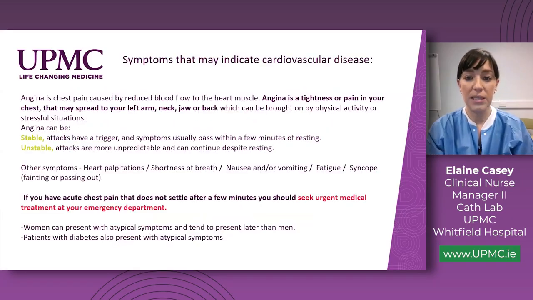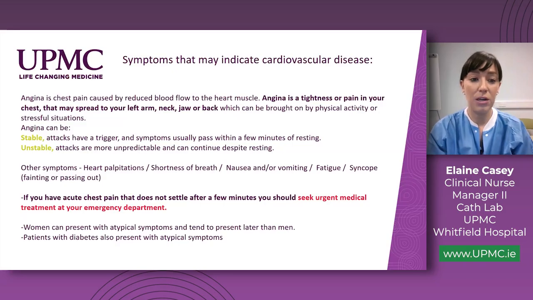So just some symptoms that may indicate cardiovascular disease. So angina is chest pain caused by the reduced blood flow to the heart muscle. Angina is a tightness or pain in your chest that may spread to your left arm, neck, jaw, or back, which can be brought about by physical activity or stressful situations.